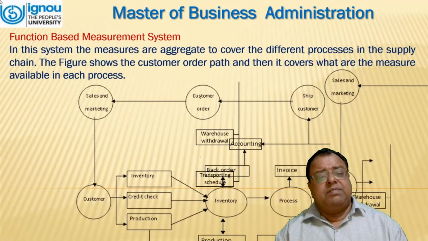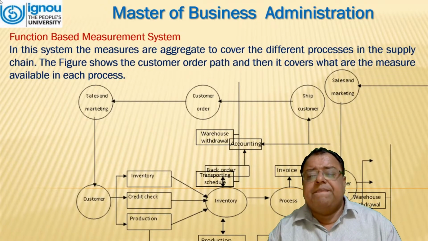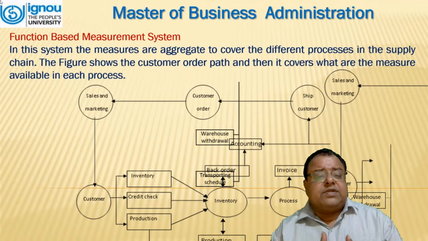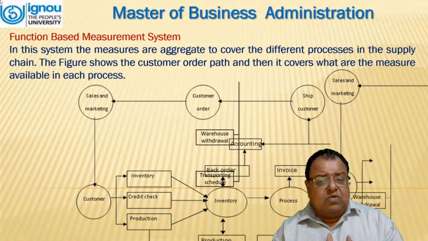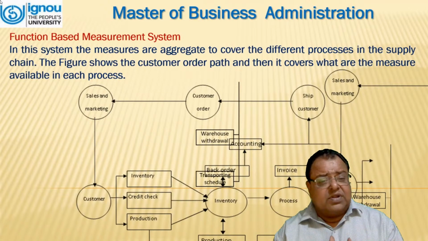This is the function-based measurement system. In this system, the measures are aggregated to cover the different processes in the supply chain. The figure shows the customer order path and covers what measures are available in each process.